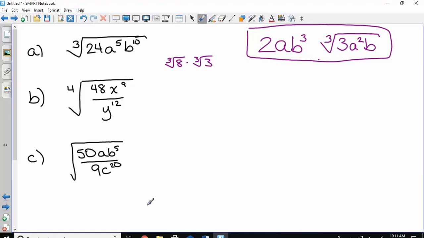Okay, so B. It's a fourth root, so I'm looking at my list of things to the fourth power that divide 48 evenly. So that's my 16, 81, 256, and so on. Which of those divides 48 evenly? 16. So I'm thinking of that 48 as a 16 times 3. So the fourth root of 16 is 2. So a 2 comes out. We can't break down that 3, so it stays underneath.